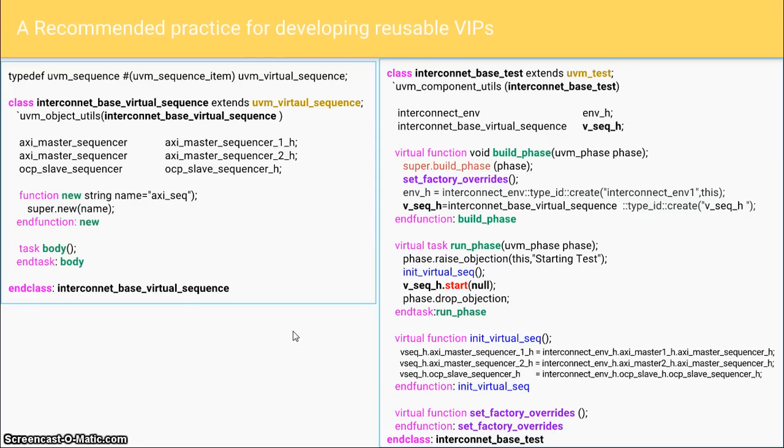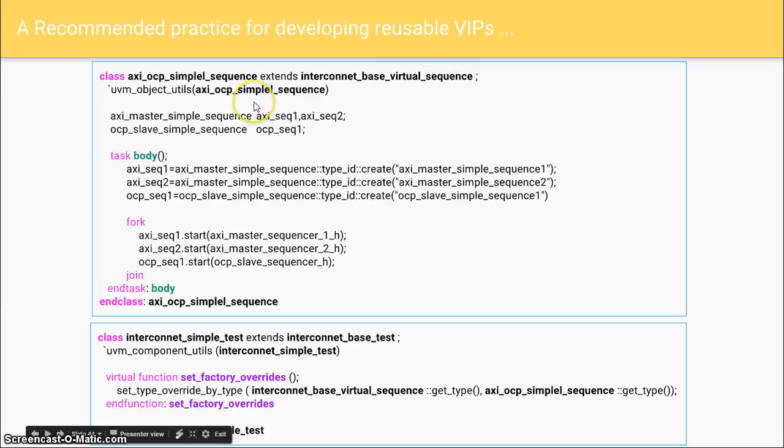Now the next step is to define your own functional sequences and tests from these two base classes. You are going to define a functional sequence which will start three different child sequences, which are two AXI sequences and one OCP sequence, which we had seen in the previous example session.